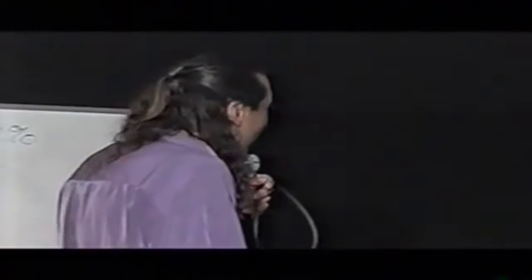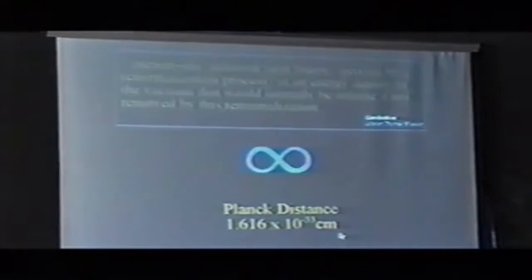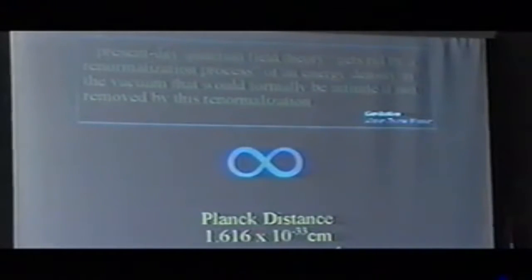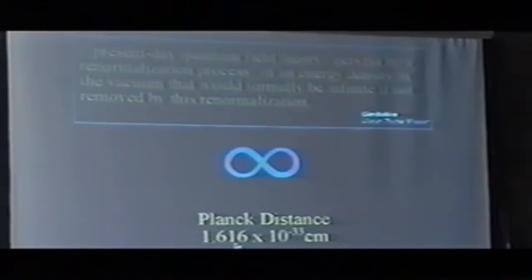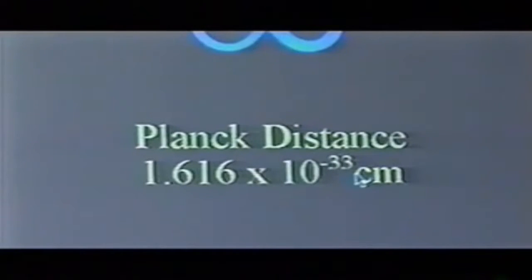The way they came up with to get rid of it is a renormalization process. Basically, they take the infinitely large number and they cut it. So how did they renormalize this? Well, they took a thing called the Planck distance. I'm not going to go into much detail on how they derived this number, but it has to do with the Schrödinger equations. The Planck distance is 1.616 multiplied by 10 to the minus 33. This is a small little dot.